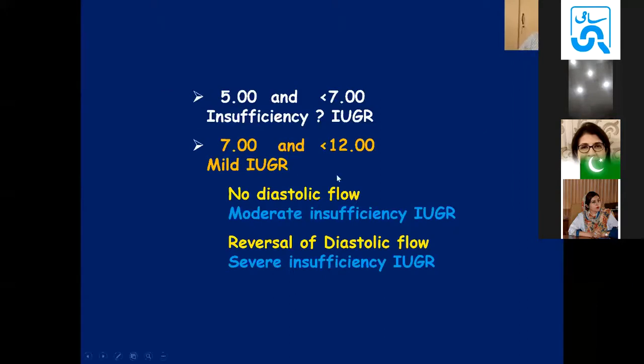Now we move on. More than 5, less than 7, we use the words question mark insufficiency, question mark IUGR. 7 to 12, mild IUGR. When there's no diastolic flow, and we'll explain these two entities a little later, moderate insufficiency, moderate IUGR. Reversal of flow, severe insufficiency, severe IUGR.